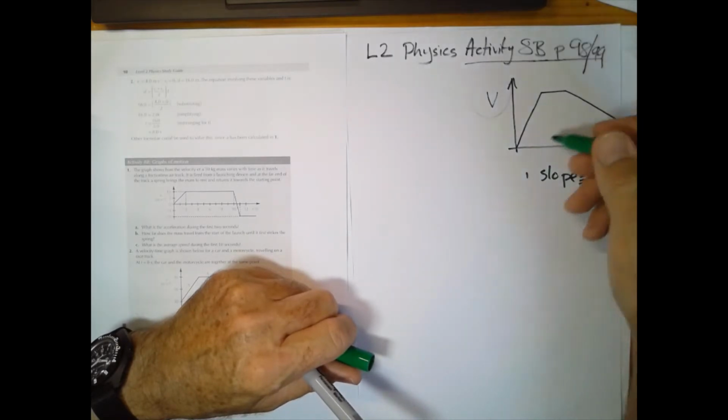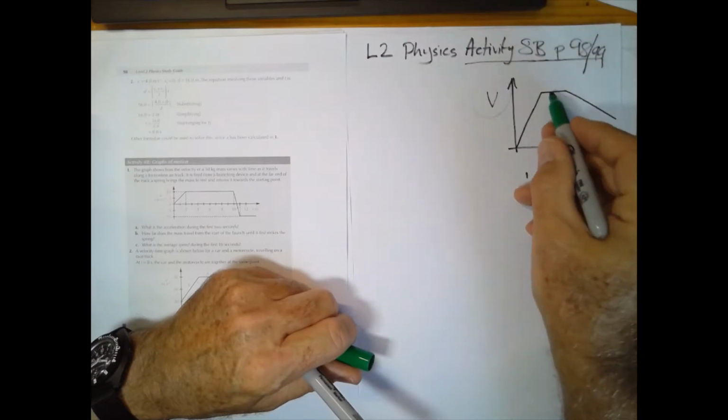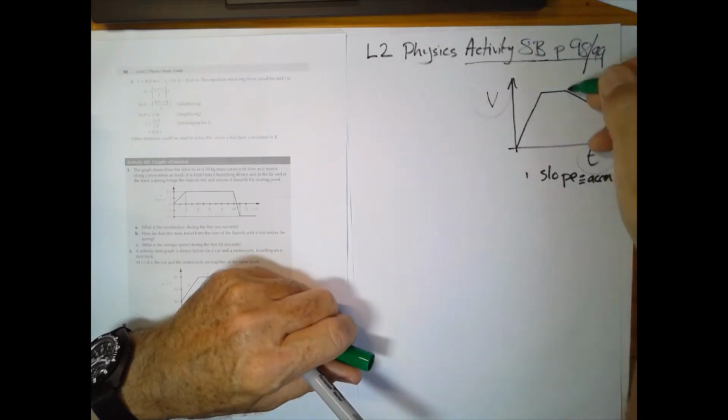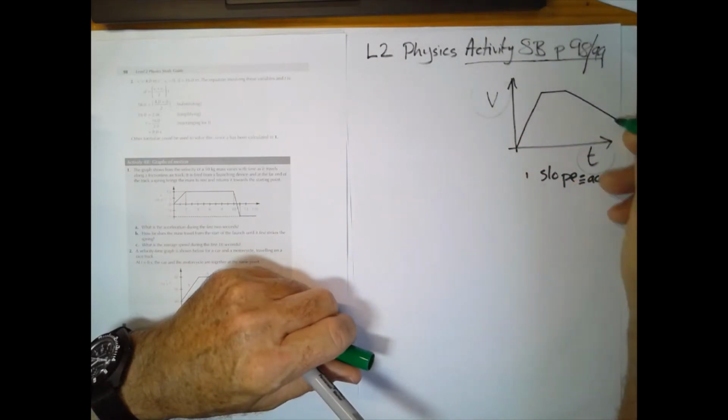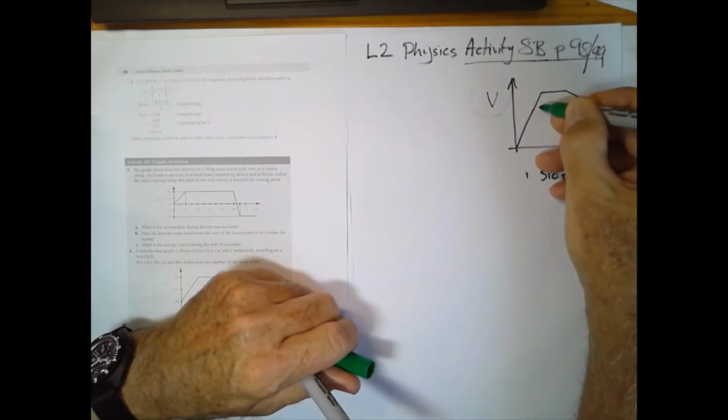So positive acceleration, no acceleration, negative acceleration of a size that's smaller than this one. This is steeper than that. Positive and negative, this is steeper, so it's got a higher acceleration than that.